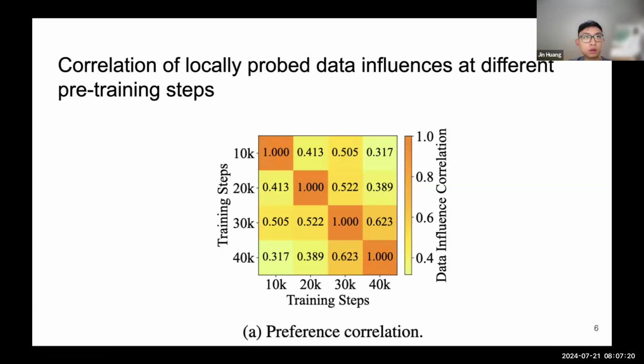Yeah, I believe in this paper, in this specific experiment, the authors didn't use a reference data set. I believe they just use a fixed data set and calculate the data influence for the data points at different training steps.